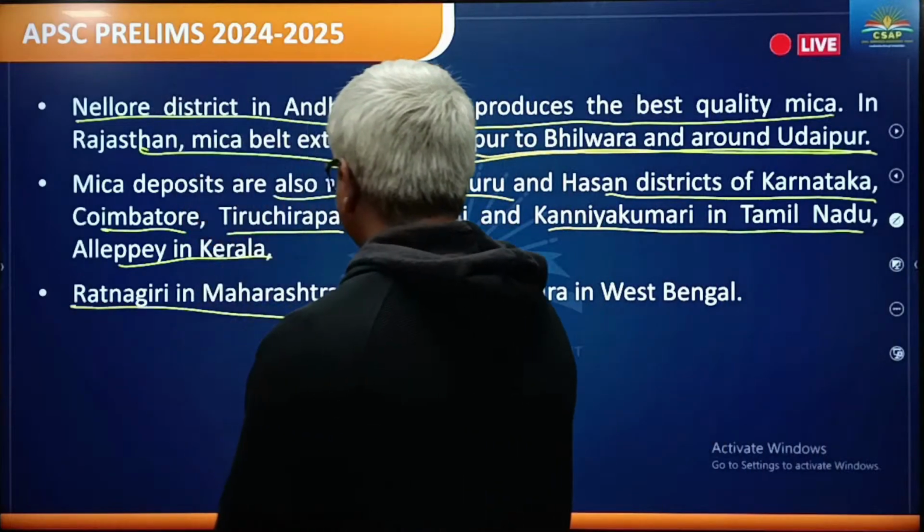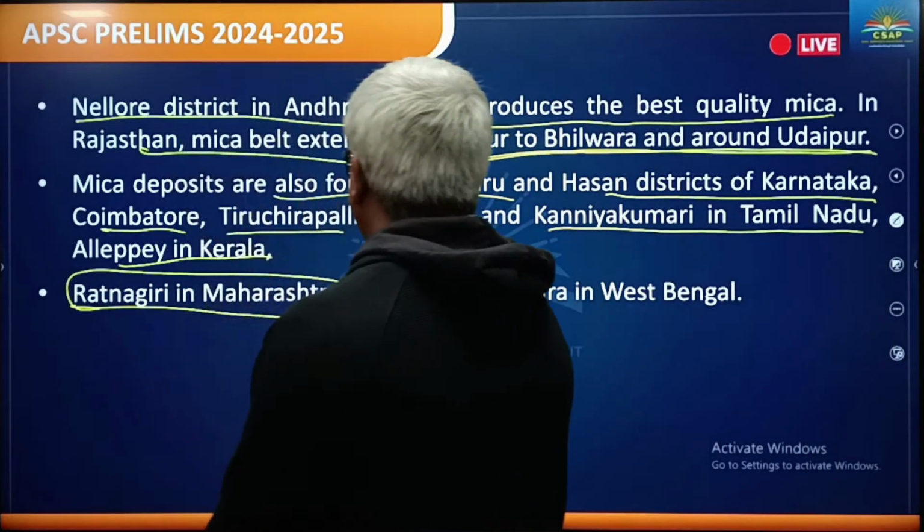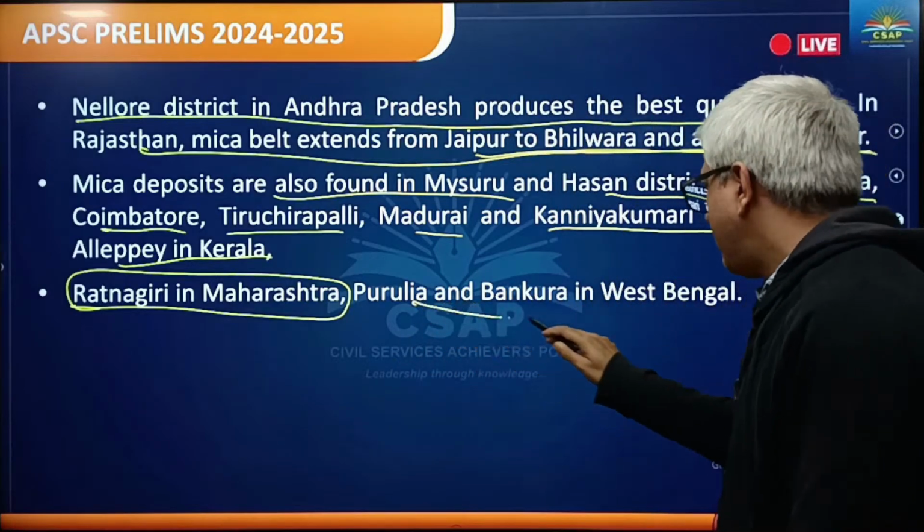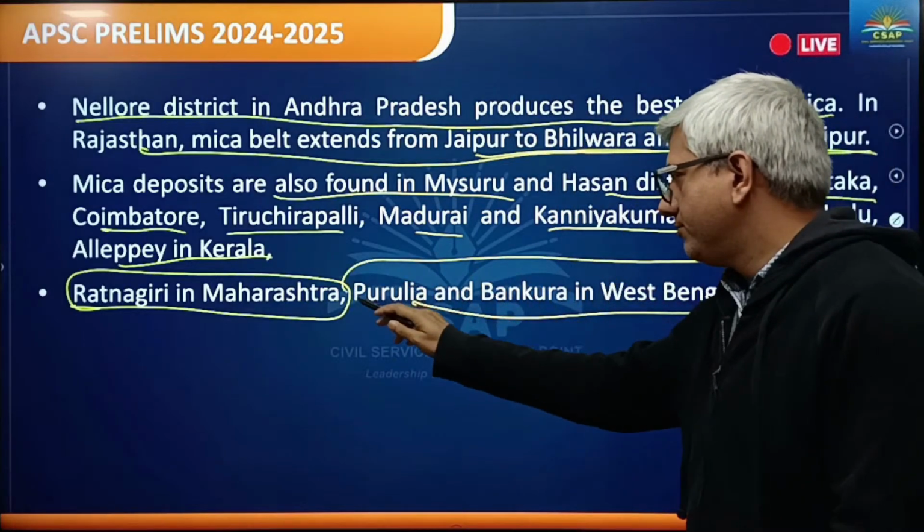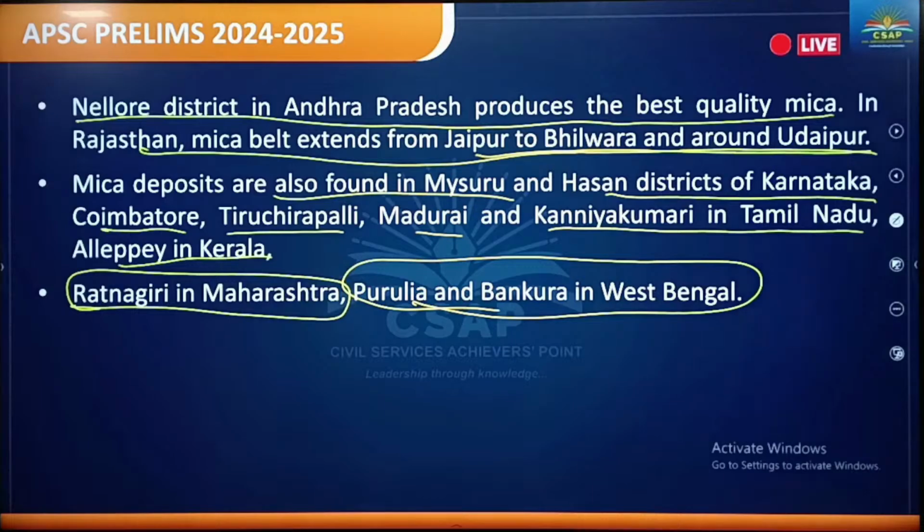Ratnagiri district, and then Purulia and Bankura in West Bengal. Purulia and Bankura are very important, famous areas of West Bengal.